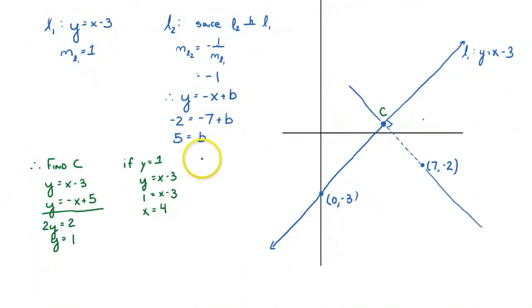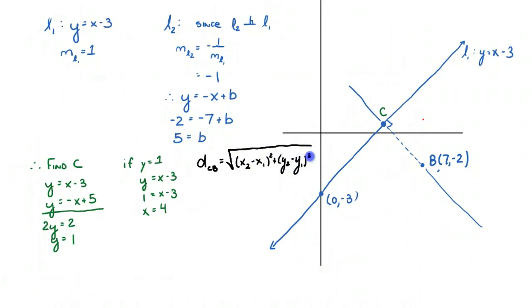So therefore, let's change our color because we're on to the next step here. So I want to find the distance between, and again, this point isn't named, so let's name it. Let's call this point B is 7, negative 2. Now I have an added tool to talk about my work. So let's find the distance between CB. So the distance formula is the square root of x2 minus x1 squared plus y2 minus y1 squared.